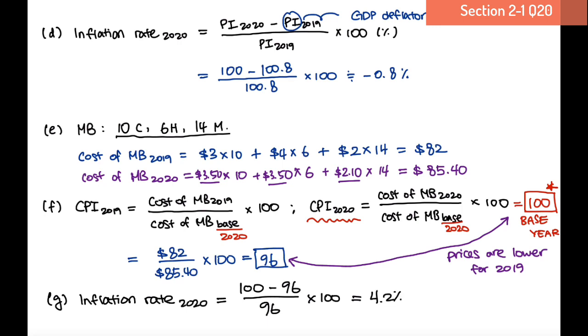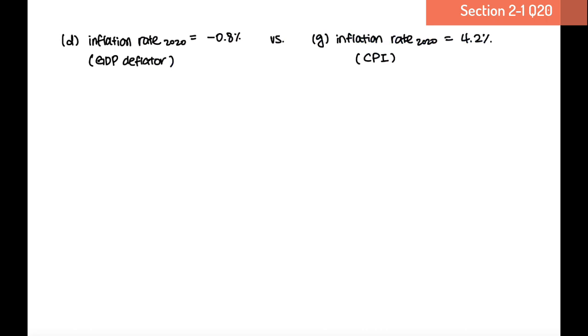Now let's compare our inflation rate for 2020 that we found in Part D versus Part G. Now, if we compare the inflation rate that we calculated for 2020 in Part D versus Part G, we see that the numbers are quite different. According to Part D, it says that we had a slight deflation, while in Part G, we've had an inflation. Now, this difference comes from the fact that we're using different price indices, GDP deflator versus CPI, which means that we're putting different weights on the different goods that we have. Candles versus hot dogs versus mints.